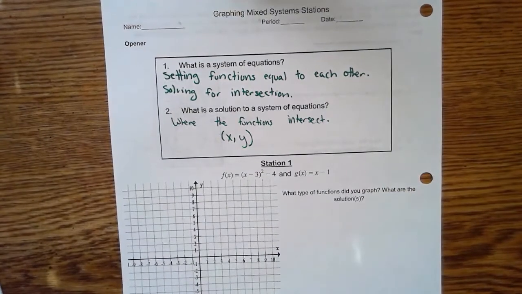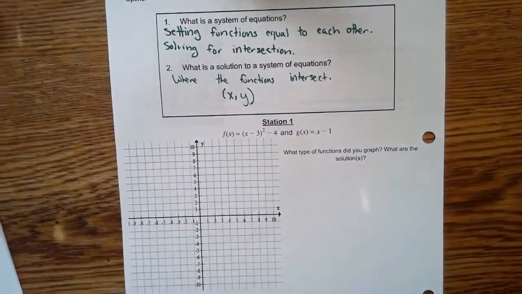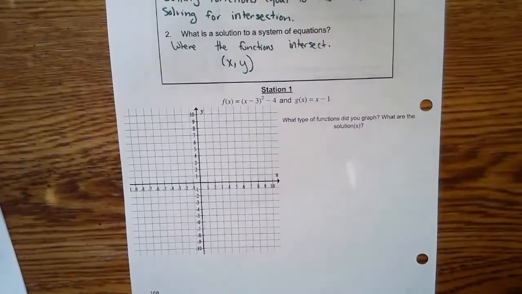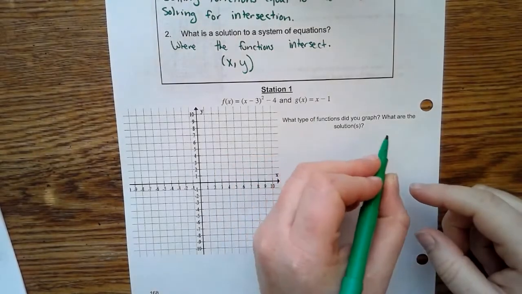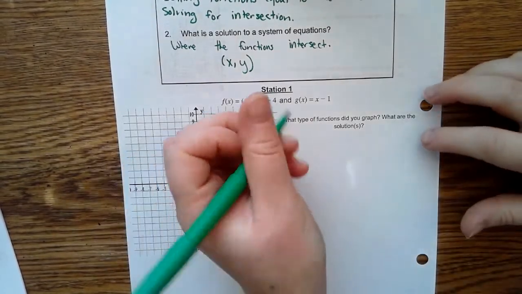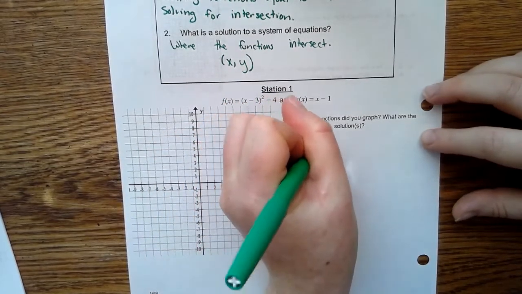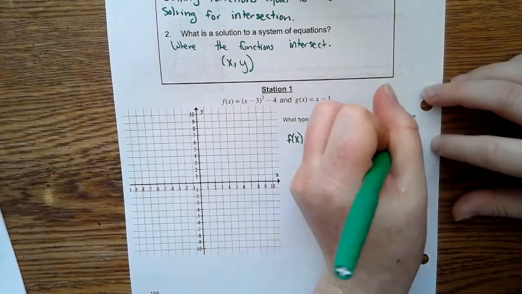Okay, so let's do station 1. This is going to be a mix of linear, quadratic, absolute value, so it'll be a nice graphing review. It says, what type of functions did you graph? What are the solutions? Well, I know that f of x is quadratic, and I know that g of x is linear.